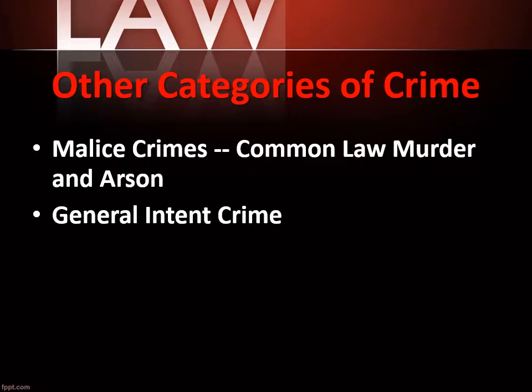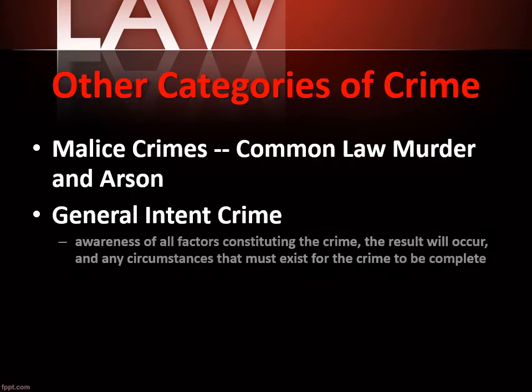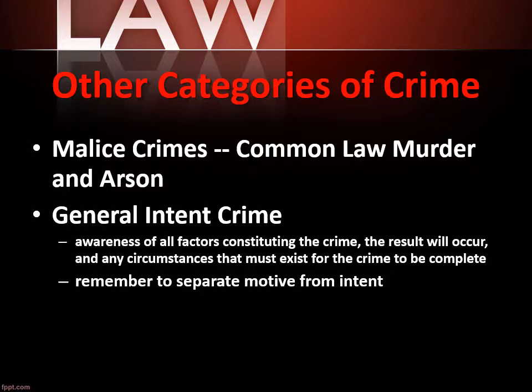Okay? Now, another way to think about general intent crimes, well, first of all, let's go back to the definitions. You must have awareness of all factors constituting the crime. The result will occur, and any circumstances that must exist for the crime to be completed. One other thing I must lay at this point into the lecture is to remember to separate motive from intent. Okay? Say you have a gentleman who steals bread from a store to feed his family. That's his motive. Did he commit a crime? The answer has to be yes, he did. He stole. Larceny, burglary, or a robbery, right?